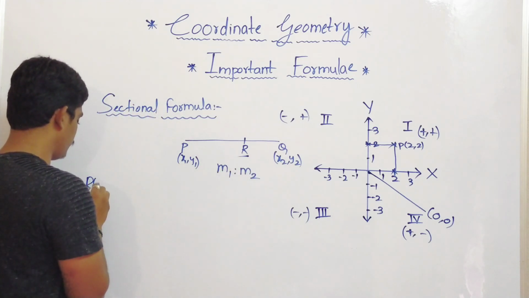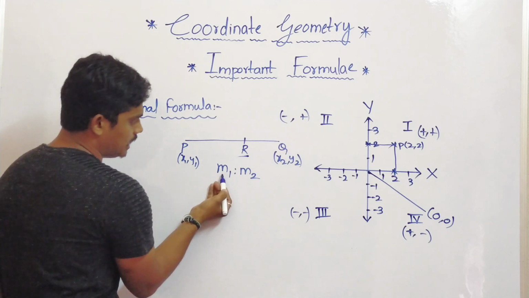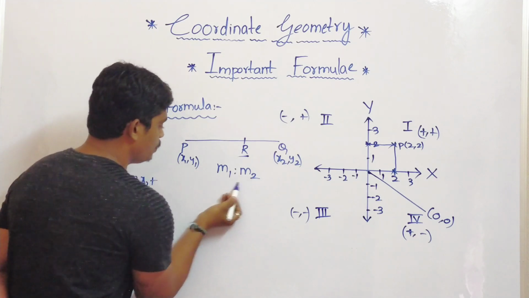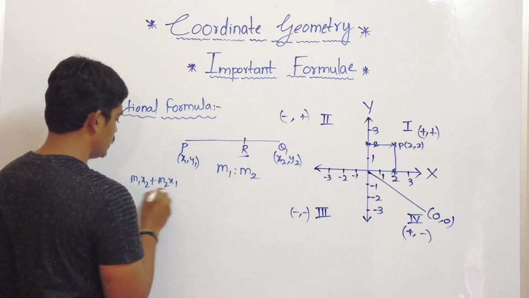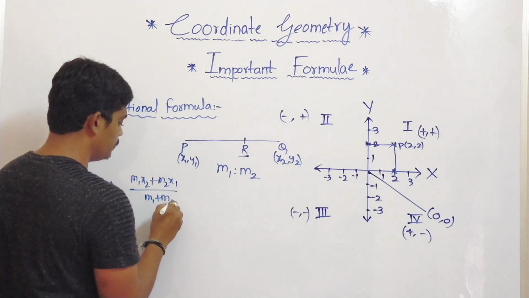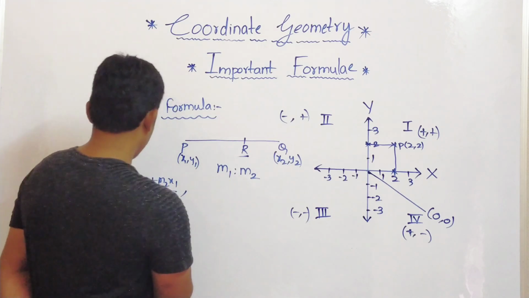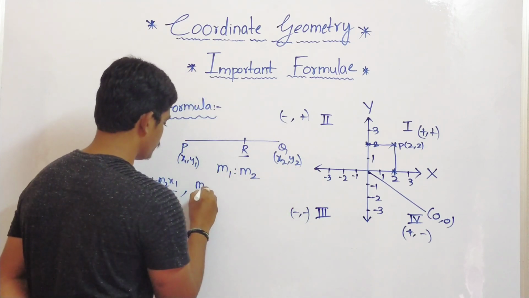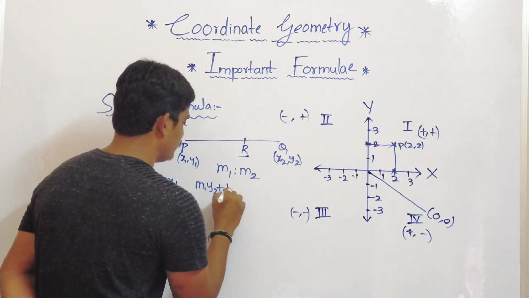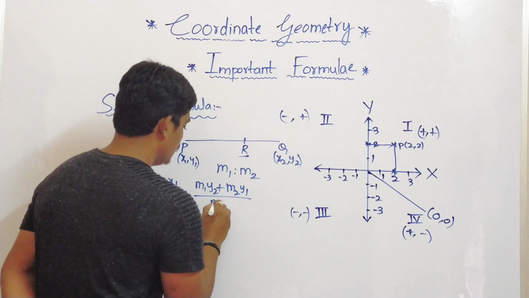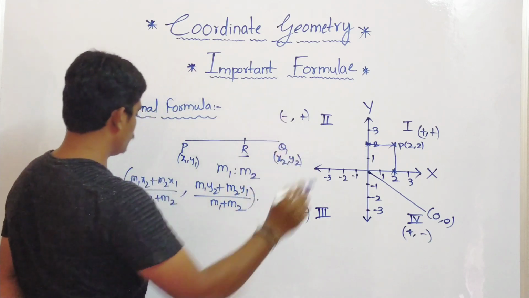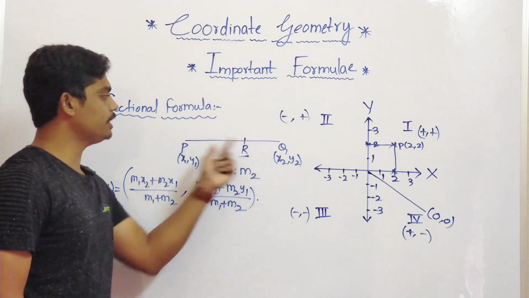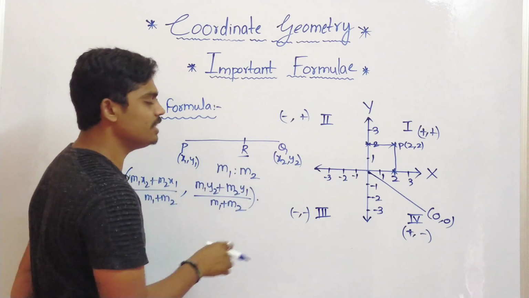So how do we find this point? R of x, y is equal to m1 into x2 plus m2 into x1 by m1 plus m2, comma, again we have finished with the x coordinates. Let us start with the y coordinates: m1 y2 plus m2 y1 by m1 plus m2. So this is a very easy formula to find any point which is dividing the line joining any 2 points in a ratio other than 1:1.